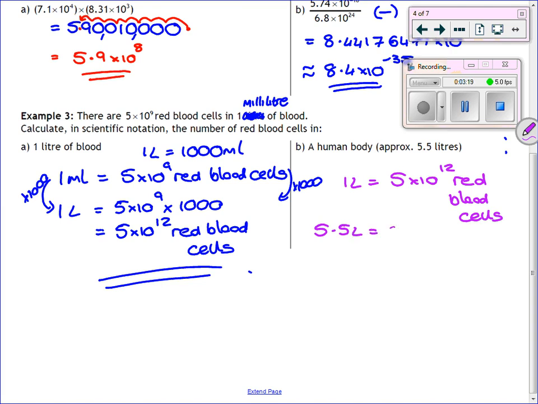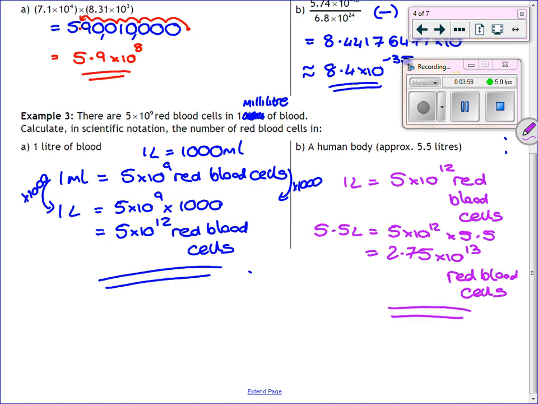So I'm just going to work out 5 times 10 to the power 12 multiplied by 5.5. And that's just very simple again. Put it into your calculator. 5 times 10 to the power of 12 multiplied by 5.5, and I get 2.75 times 10 to the power of 13 red blood cells in the average human body.